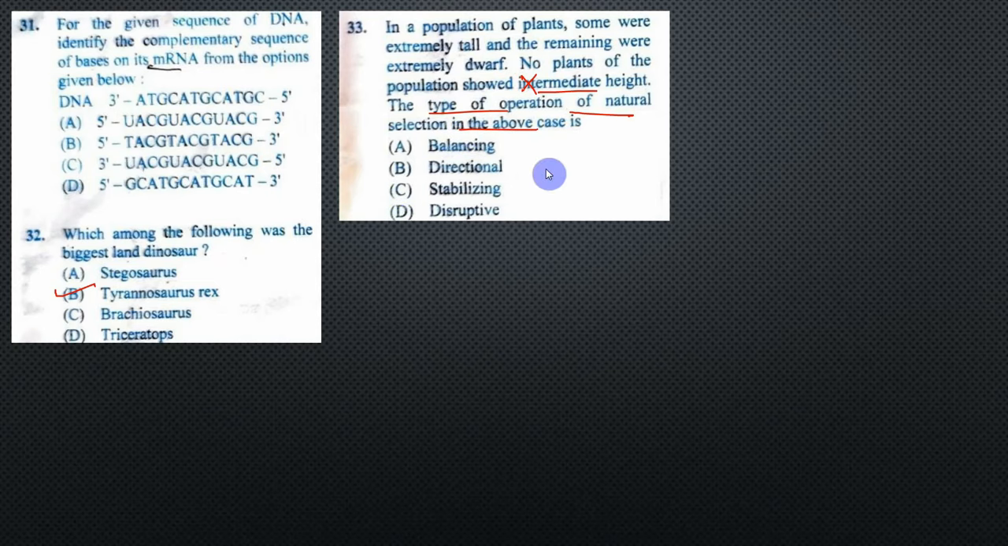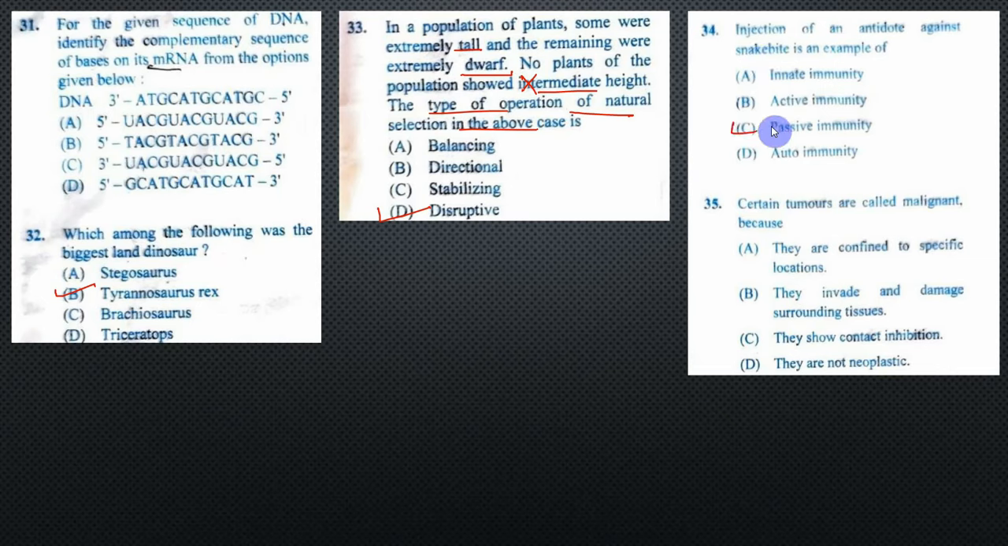Moving on, injection of antidote against snake bite is an example of innate immunity, active immunity, passive immunity, or autoimmunity. Basically we are transferring ready-made antibodies in the case of snake bite, which is a classical example of passive immunity. It is the right answer over here. Innate is something that we are born with, and active immunity is basically a type of immunity that is gained or developed throughout an individual's lifetime. And autoimmunity is basically a type of disorder where the individual's own immunity acts on their own tissues.